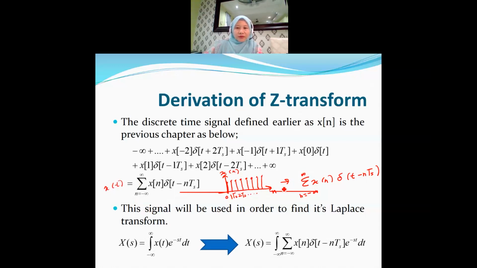Okay, so x(t) equals sum of x(n) delta(t - nTs). We know that x(t) equals the sum for n from negative infinity to positive infinity of x(n) delta(t - nTs). So if we put this equation x(t) in here, you will find that the Laplace transform X(s) equals the integral from negative infinity to positive infinity of the sum of x(n) delta(t - nTs) e to the power of negative st dt.